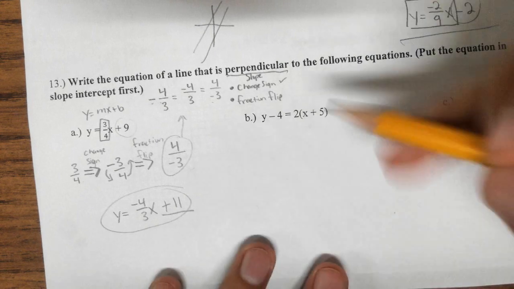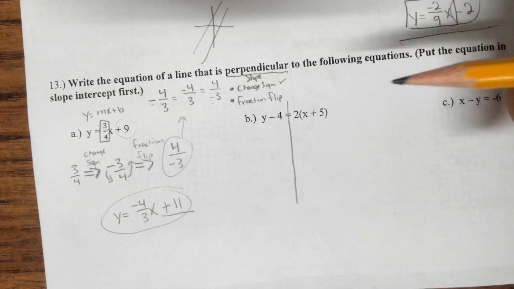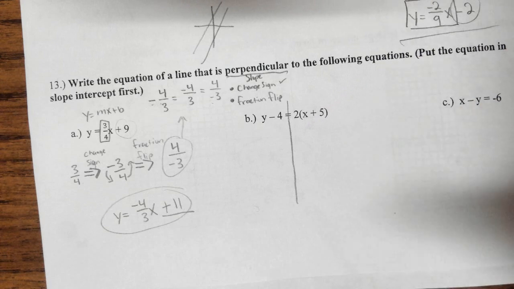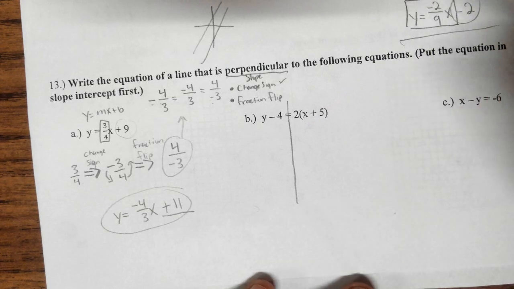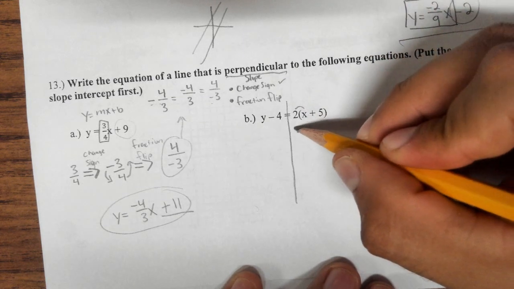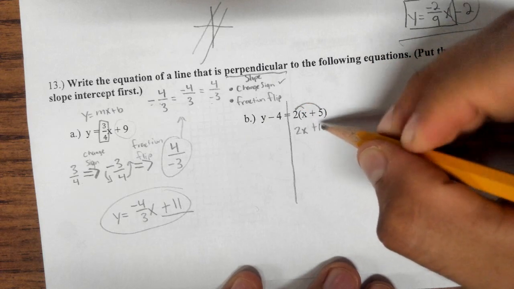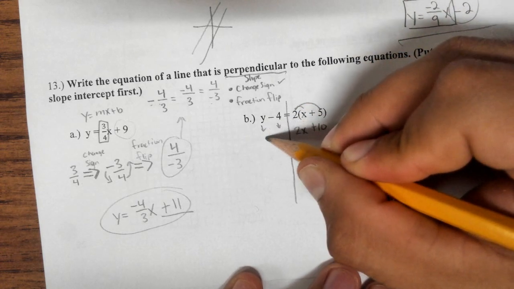Next one for B, we have to make sure that once we solve this, first we have to put it in slope-intercept form first. So first we have to solve. So we do 2 times x, which gives me 2x. 2 times positive 5, which gives me positive 10. These two come down.